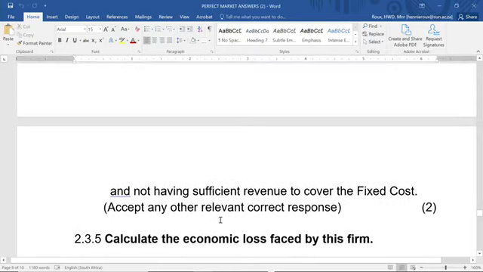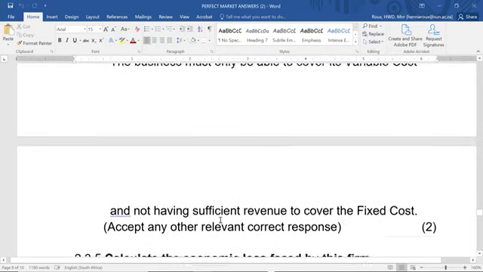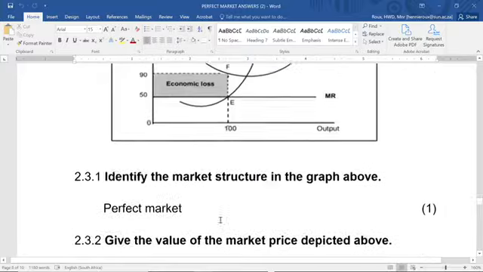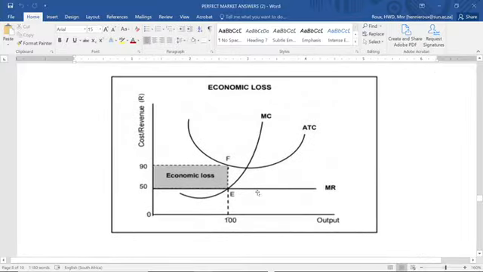Right, they ask you to calculate the economic loss faced by this firm. So let's go up to our market to get our numbers now. To calculate profit or loss, it is total revenue minus total cost. There are two ways in which you can do this. You can just say 50 Rand, which is your average revenue, minus your average cost of 90 Rand is going to give you an answer of negative 40.